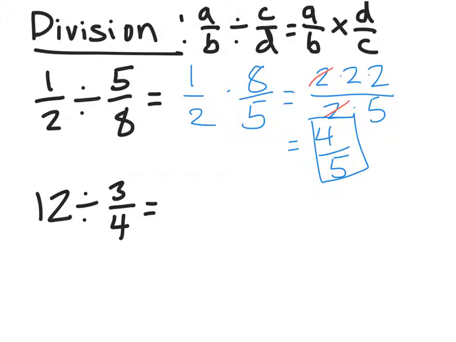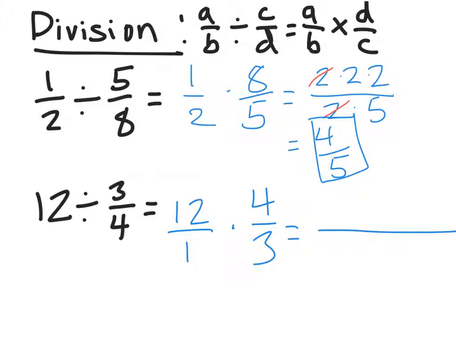12 divided by 3/4, same idea, but notice we have a whole number. Anytime you have a whole number and a fraction, make your whole number into a fraction. The way you do that is you take your 12 and you put it over 1. Take any number and put it over 1. So that takes care of our 12. Now we're going to flip and multiply. So we'll change this to multiplication, and our second fraction will become 4/3.